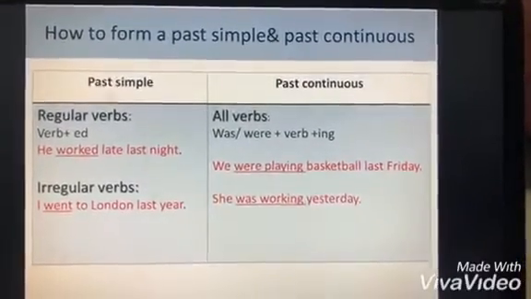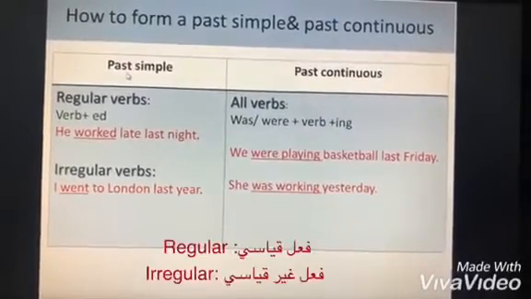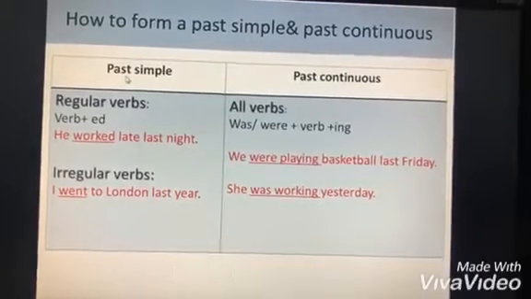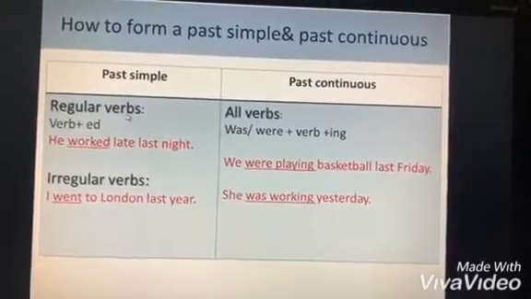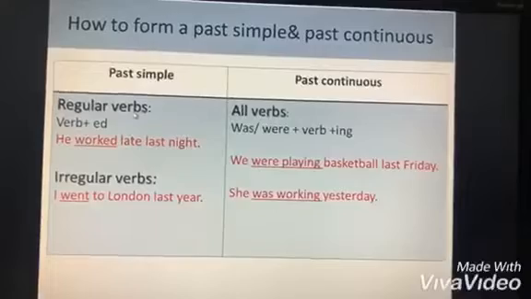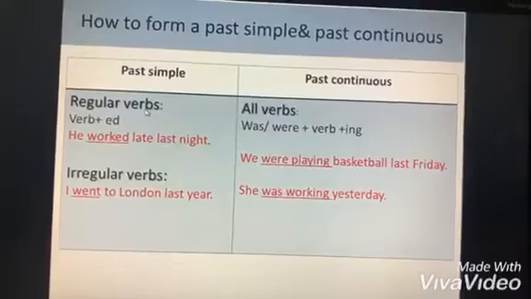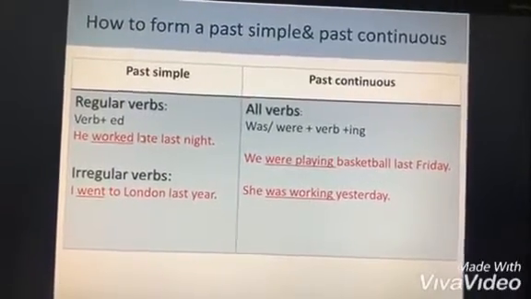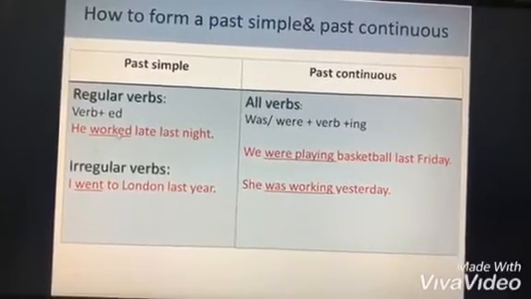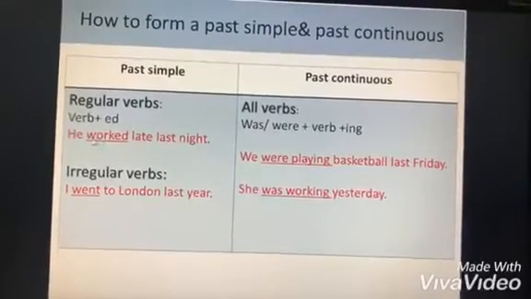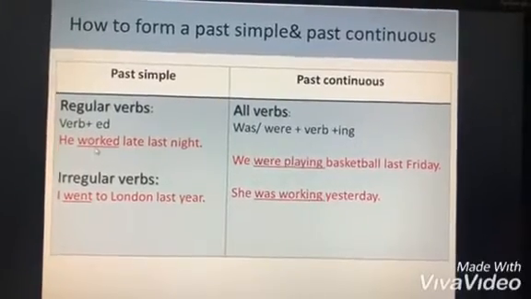Let's start with the past simple. As you might know, in the English language, we have regular and irregular verbs, and this is important when forming a past simple. Let's start with the regular verbs. When we want to form a past simple with the regular verbs, all we have to do is add ed to the base form of the verb. Like, he worked late last night. This is work, the base form of the verb, and we add ed, so we form a past simple with the regular verbs.